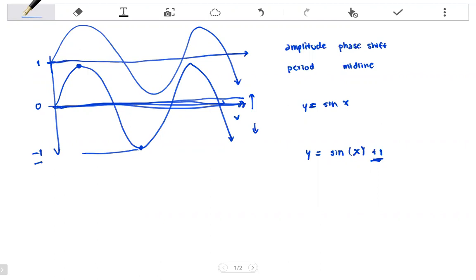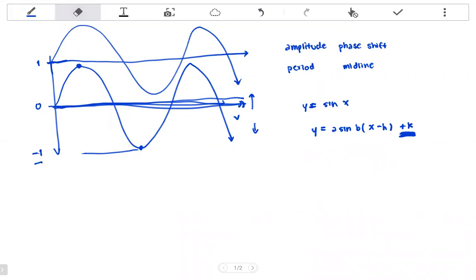So the midline of any sine or cos equation, sinusoidal equation, is the end constant. So y equals a sine b of x minus h. This is going to be your equation, plus k. That is your midline, the end thing.